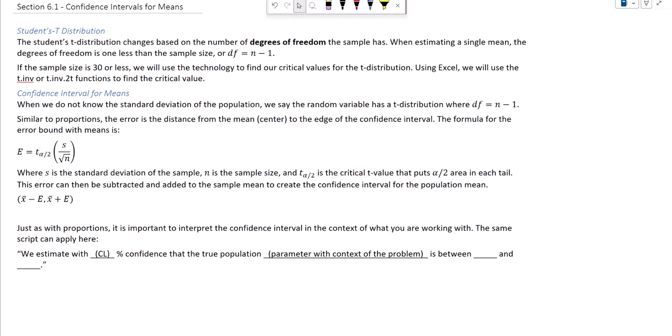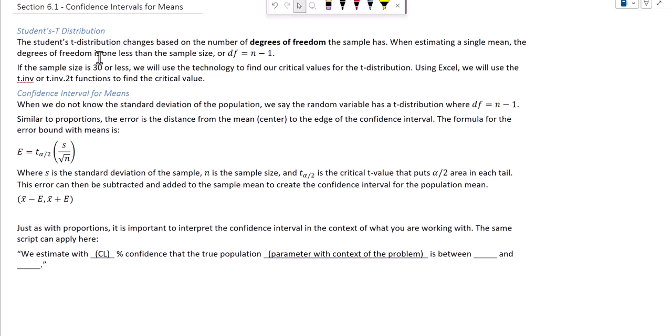Welcome to section 6.1. We're going to talk about confidence intervals as they relate to means. We've done confidence intervals with proportions, and now we're going to start stepping into means. There are some changes as we get into this stuff, and we're going to run the same processes over with some different distributions.